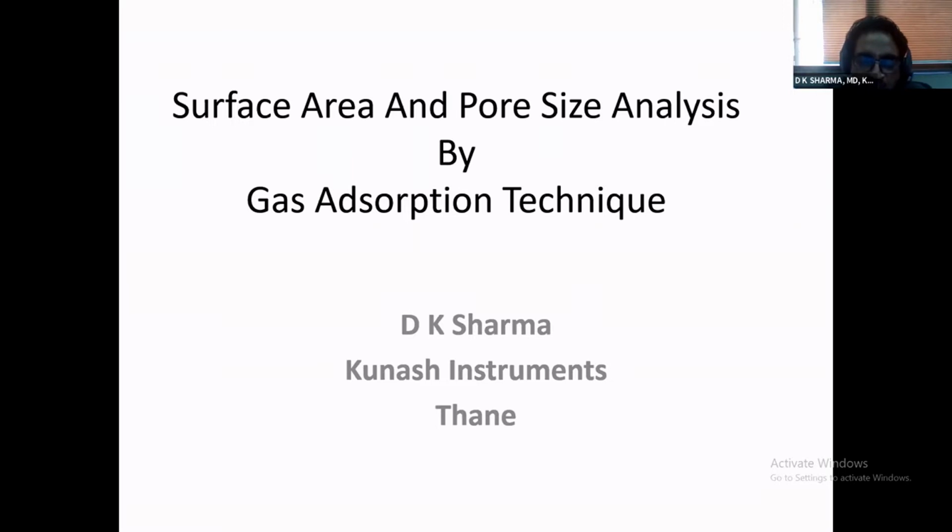The word measurable is important because we know every surface around us will adsorb gases. Only thing is, in most cases, we can't measure it. The quantity of adsorption is so small that we can't measure it. So we have to create certain conditions which will enhance adsorption so that adsorption becomes measurable. So we are talking about how, from such gas adsorption measurements, we find out surface area and pore sizes.